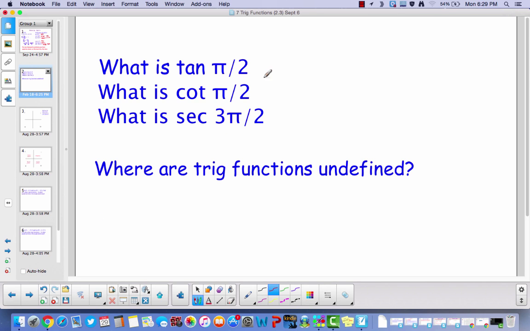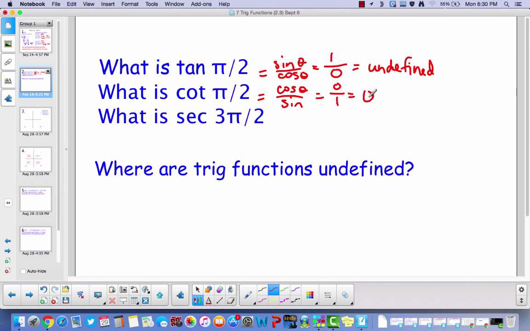Okay, where are the trig functions undefined? What is the tangent of pi over 2? Remember that tangent is sine over cosine, but the cosine of theta is 0 if our theta is pi over 2. So the tangent of this is undefined. Cotangent of pi over 2: remember, cotangent is cosine over sine, or 1 over the tangent, which in this case is 0 over 1, which is 0. Secant of 3 pi over 2 is 1 over the cosine. At 3 pi over 2, cosine is 0, so we have 1 over 0. It's also undefined.